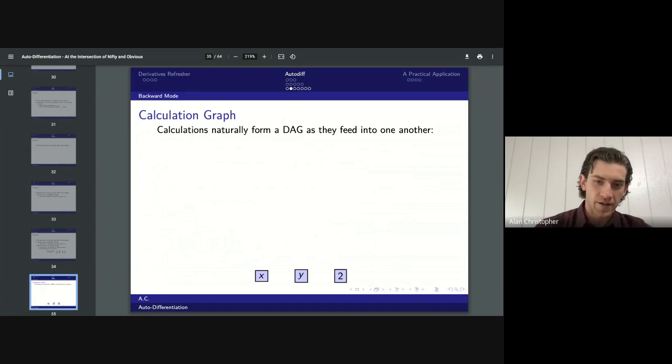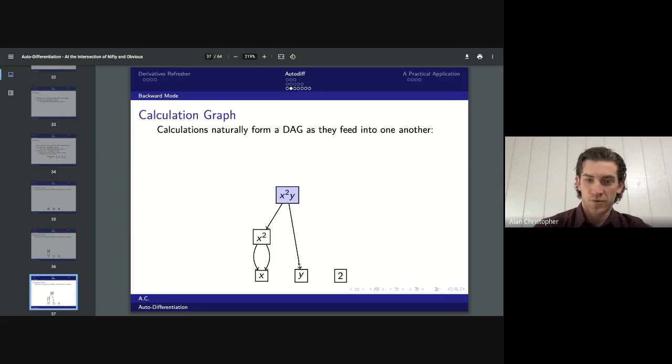So x squared y plus 2y, our initial inputs are going to be x and y, and then there's a constant 2 over here that we're not going to care too much about. And x times x, that's going to feed into x squared on both edges. We're going to keep track of every operand going in, even if it comes into the same node twice. All right, x squared y, product of x squared and y, 2y, you get the idea. And now we have this nice little directed acyclic graph describing our computation.